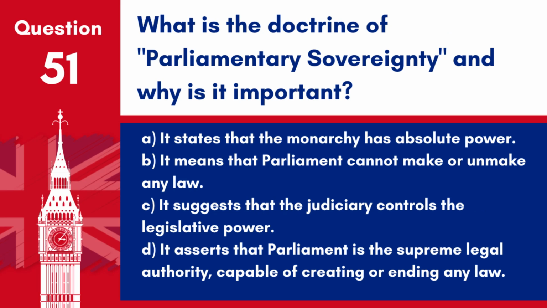Question 51. What is the doctrine of parliamentary sovereignty and why is it important? A. It states that the monarchy has absolute power. B. It means that Parliament cannot make or unmake any law. C. It suggests that the judiciary controls the legislative power. D. It asserts that Parliament is the supreme legal authority capable of creating or ending any law. Answer: D. It asserts that Parliament is the supreme legal authority capable of creating or ending any law. This principle is fundamental to the UK's uncodified constitution and underpins the legal system.